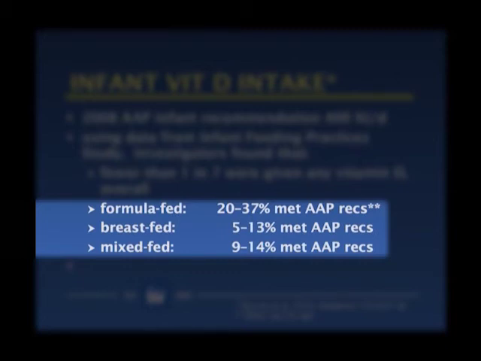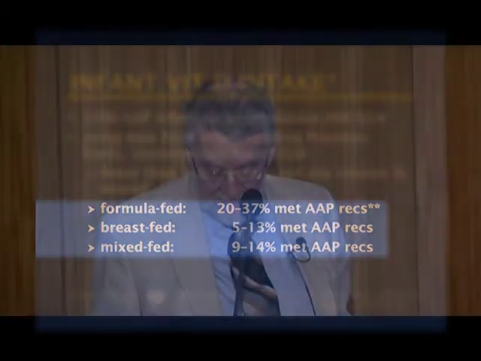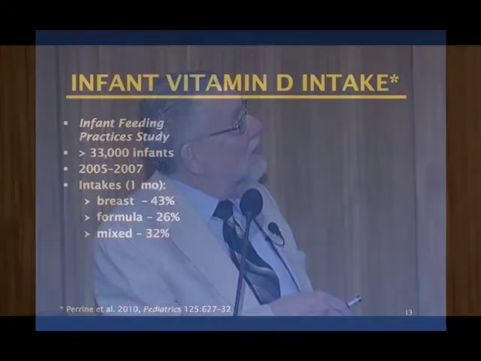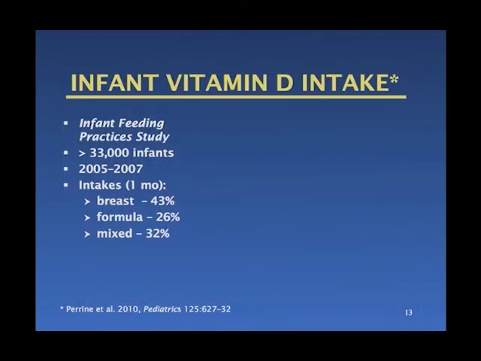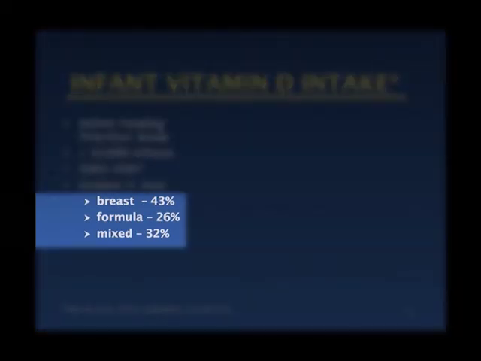Depending upon the age of the child, from 20 to 37% met the AAP recommendations. Breastfed babies, 5 to 13%, mixed-fed, 9 to 14%. In brief, the vast majority are simply not getting what it is we're talking about. Now, in this particular study, which was based on the infant feeding practices study, 43% were breastfed at least early on, 26% formula fed, 32%.